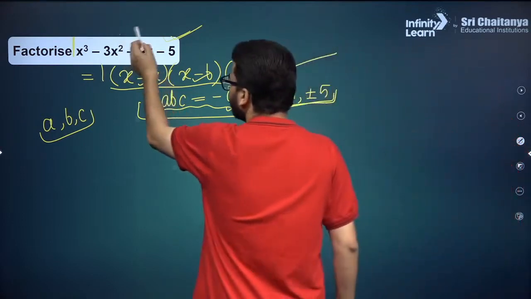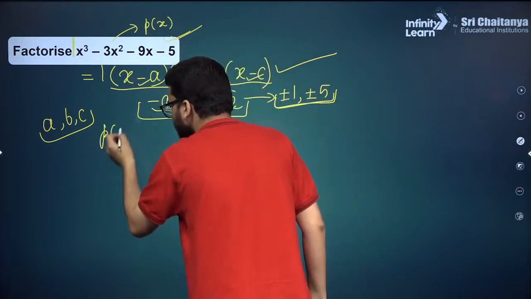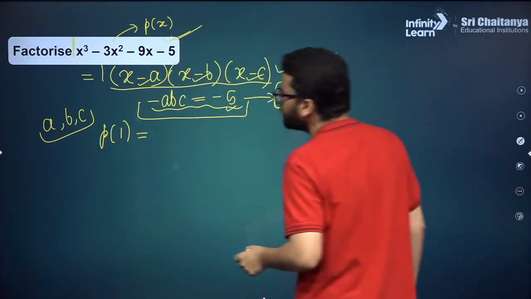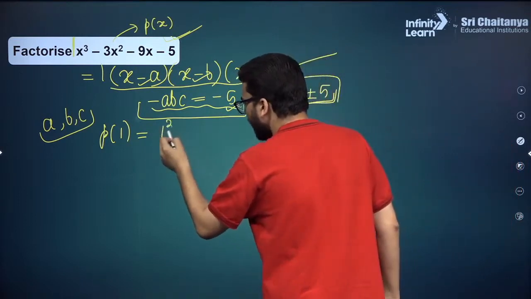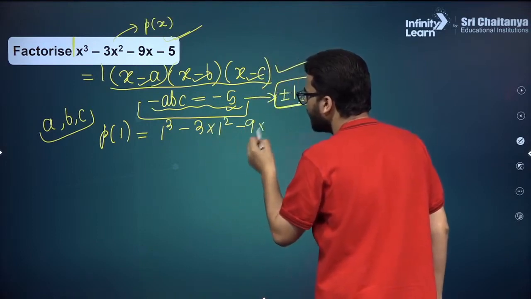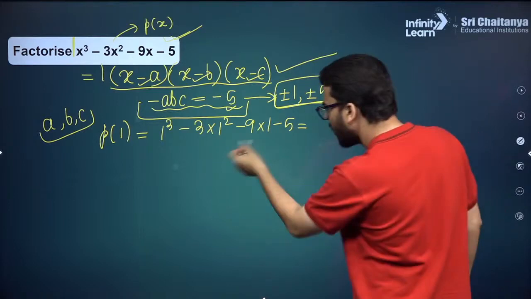So suppose the name of this polynomial is P(x). Can I find P(1), guys? We are just talking about the possibility. So what is P(1)? It is 1 cube minus 3 into 1 square minus 9 into 1 minus 5. Is it coming out to be 0, guys? No, this is not coming out to be 0.